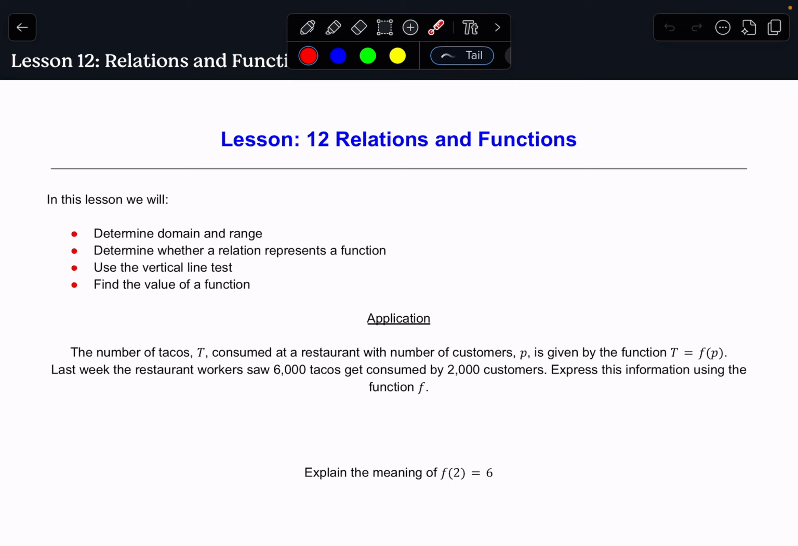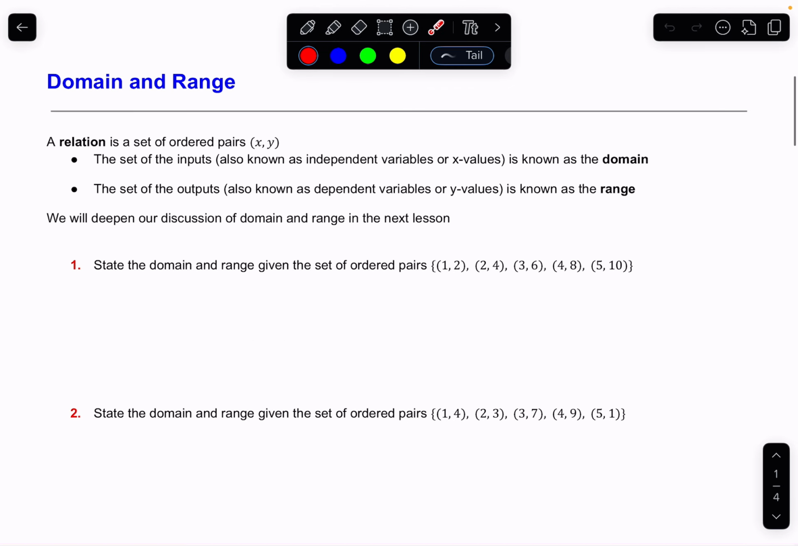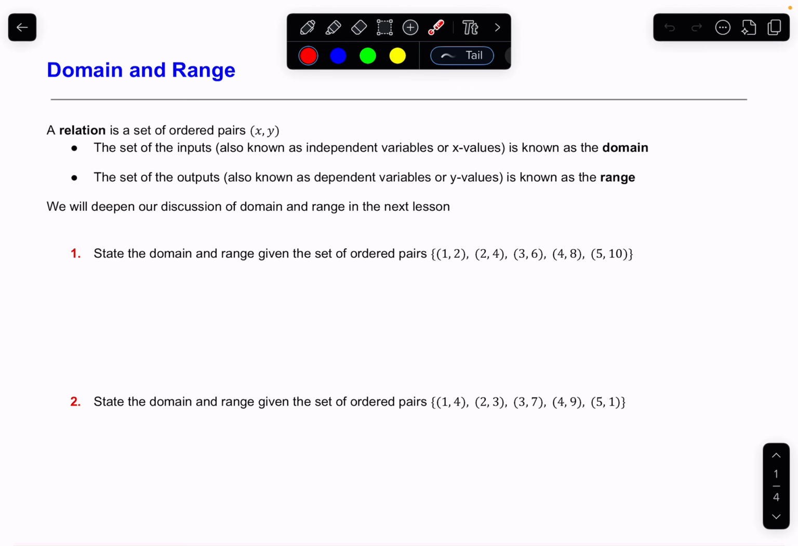So what we're going to want to do is essentially say, in function notation, what the 6,000 and 2,000 represent. And then we're going to explain the meaning of f of 2 equals 6. So we'll say what this f of 2 equals 6 actually represents in words. Essentially, this explain part is the opposite of what we're going to do in part 1. But we'll come back to that at the end. So first things first, domain and range.